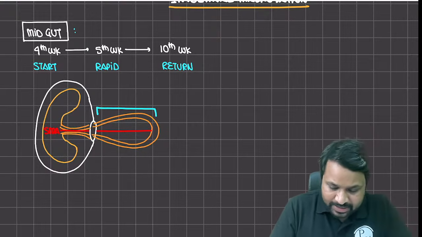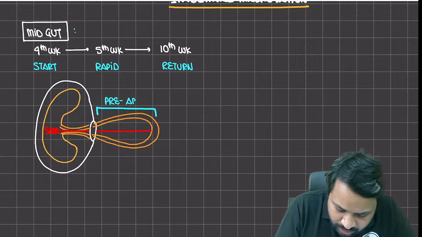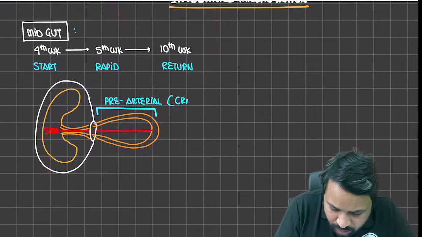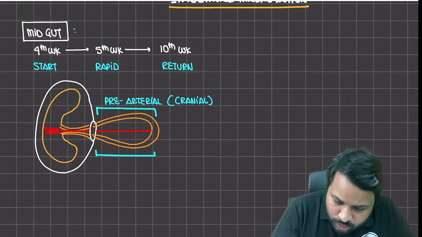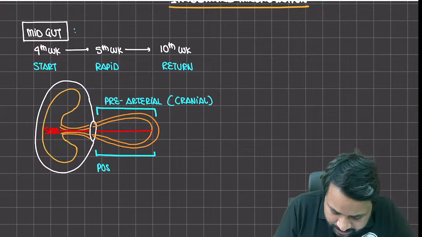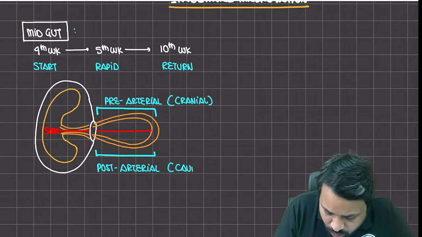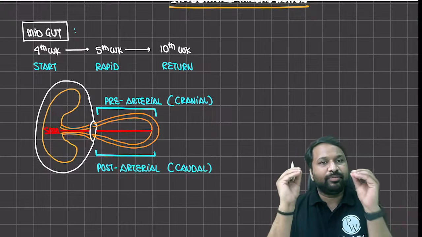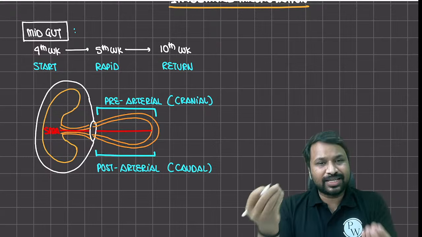We'll call this the pre-arterial bowel loop, or simply the cranial bowel loop, right? This I would like to call the caudal end or post-arterial. We'll call this the post-arterial end of the bowel loop, which we'll call the caudal end. Okay. Everybody is clear until this? We have already discussed it. What is the pre-arterial and what is the post-arterial, which is the cranial or the caudal end.